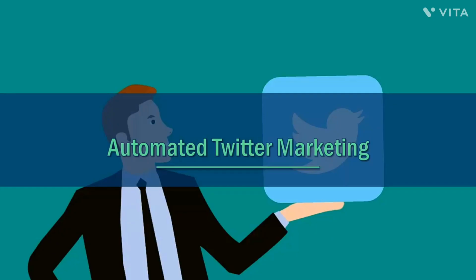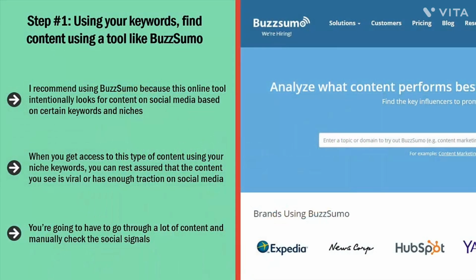Automated Twitter marketing. Follow the step-by-step directions below to set up your own automated Twitter marketing campaign. Step number 1. Using your keywords, find content using a tool like BuzzSumo. I recommend using BuzzSumo because this online tool intentionally looks for content on social media based on certain keywords and niches. It then ranks this material based on their social engagement levels. When you get access to this type of content using your niche keywords, you can rest assured that the content you see is viral or has enough traction on social media.